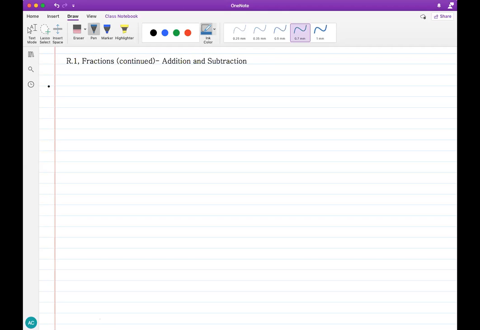Hey everybody, we're going to continue with the fractions today. Last time we learned a great deal of information about fractions, including simplifying, converting between mixed numbers and improper fractions. We also learned how to multiply and divide fractions. So today we're going to learn how to add and subtract fractions.